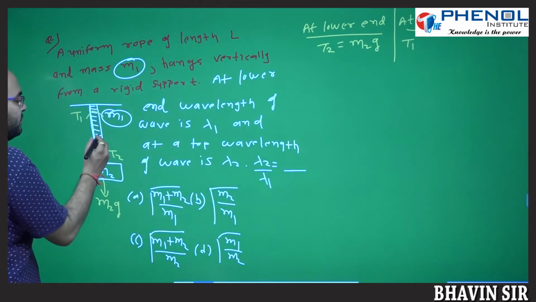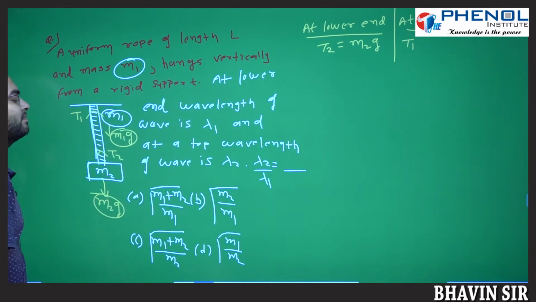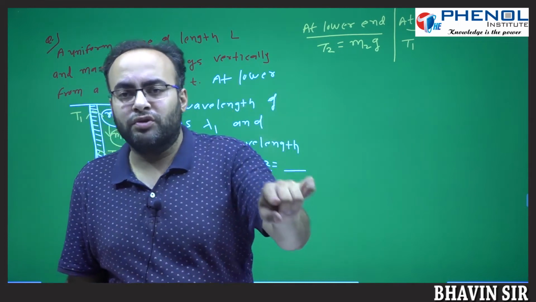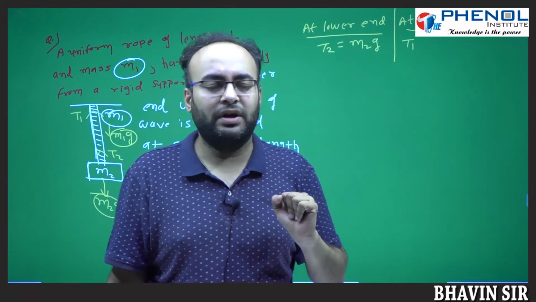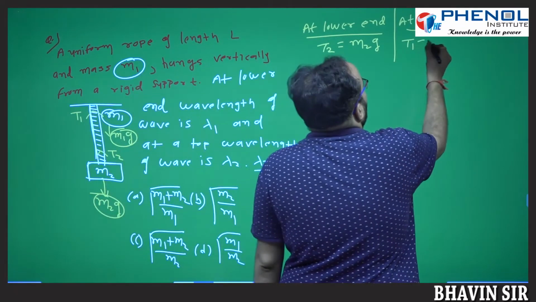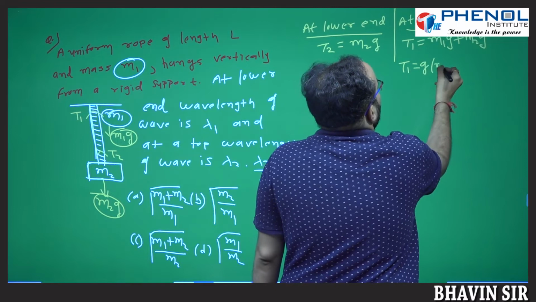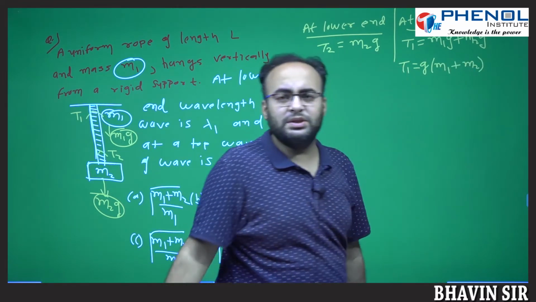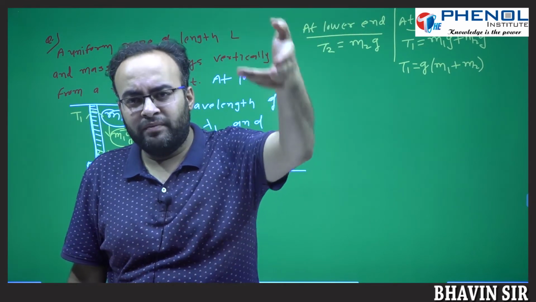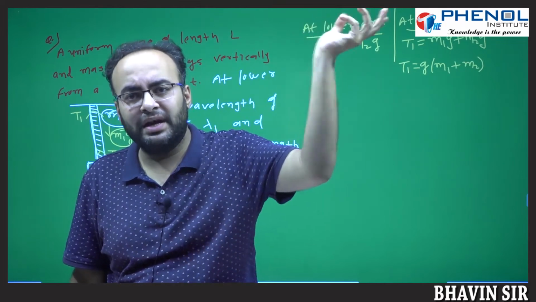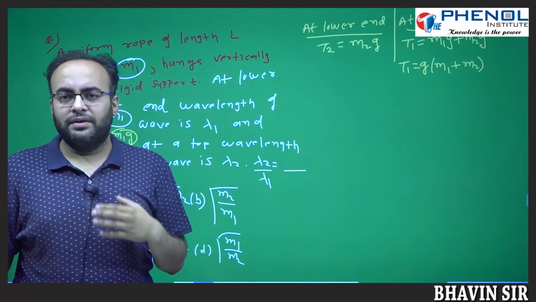Both are downward, M1G and M2G. M1G is the weight of the rope, and M2G is the weight of the block. Both act on the rope. So M1G plus M2G. Clear students? So at the upper end we measure both the weight of the block as well as the weight of the rope. Chalo, so we measure the tension at the lower and upper end.